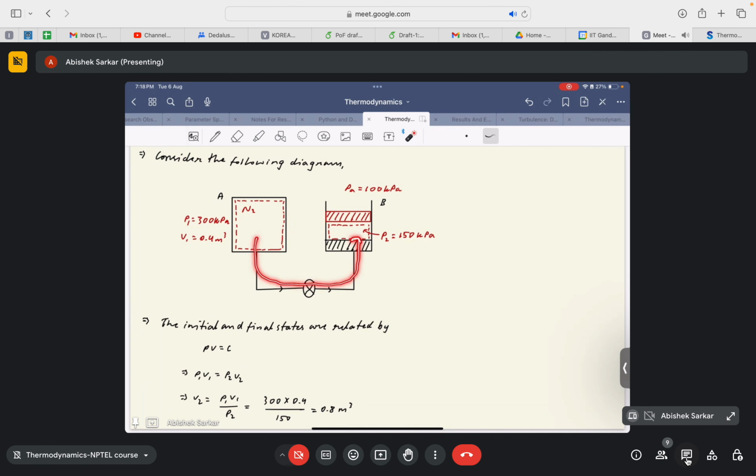So once enough molecules of nitrogen have passed through the pipes and reached this piston cylinder mechanism, and the pressure reaches 150 kilopascal, the piston will try to move up. Since the piston moves up very slowly, the pressure within this region remains ideally constant, equal to 150 kilopascal, okay. And after it moves up to a certain height, it achieves a steady state, so the final pressure becomes 150 kilopascal for the entire system, okay.